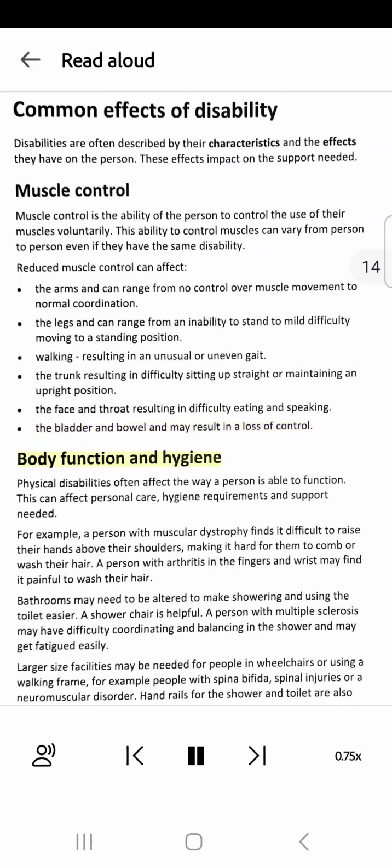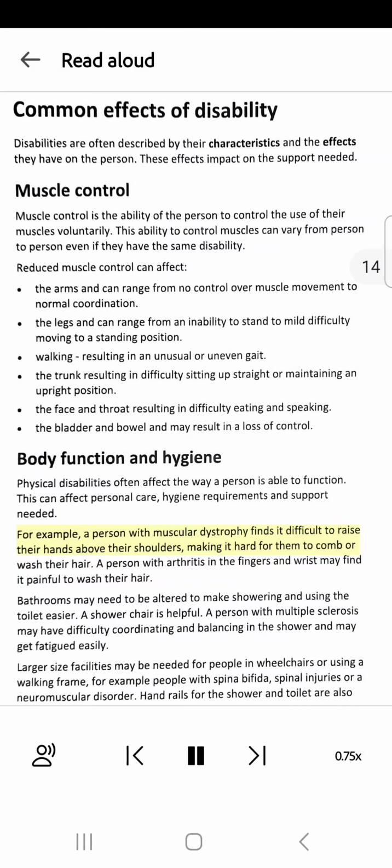Body function and hygiene. Physical disabilities often affect the way a person is able to function. This can affect personal care, hygiene requirements and support needed. For example, a person with muscular dystrophy finds it difficult to raise their hands above their shoulders.